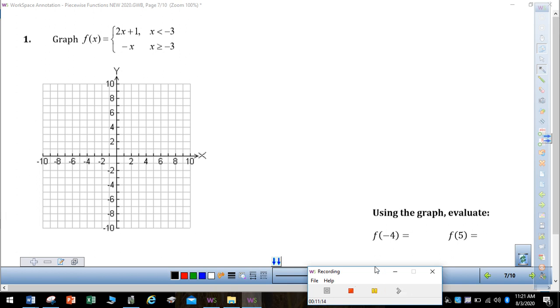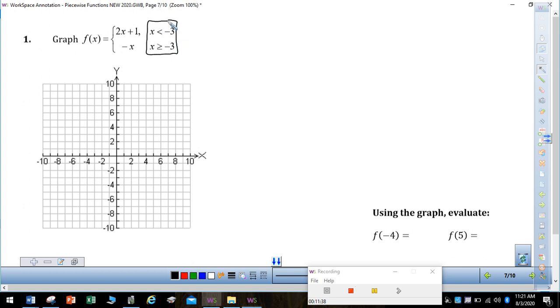So now we're going to construct a few more piecewise function graphs using the ideas, the strategy that we just talked about. So in this next graph, we can see that there's going to be two pieces. F of x is equal to 2x plus 1 for x values that are less than negative 3. On the other side, f of x will equal negative x for x values that are greater than or equal to negative 3. So we're going to start by looking at this piece first.